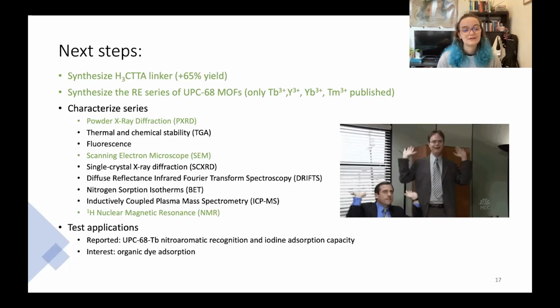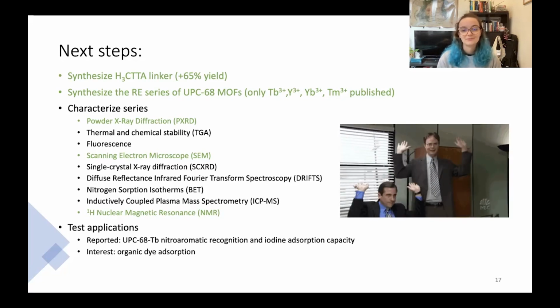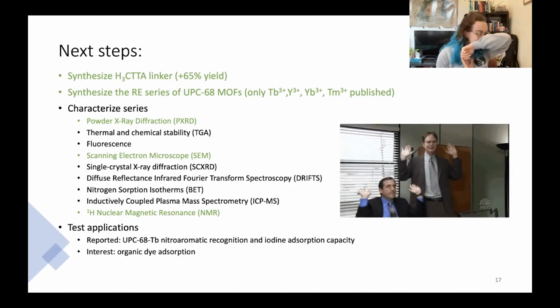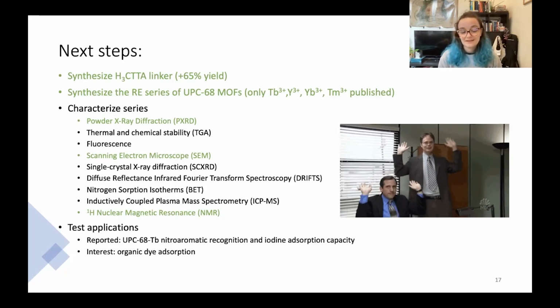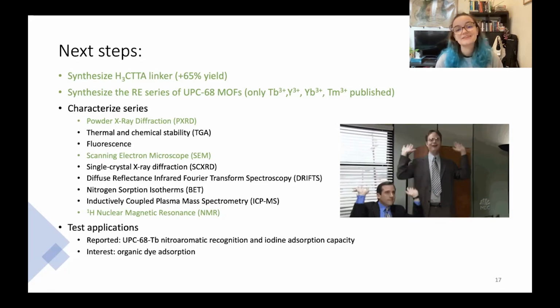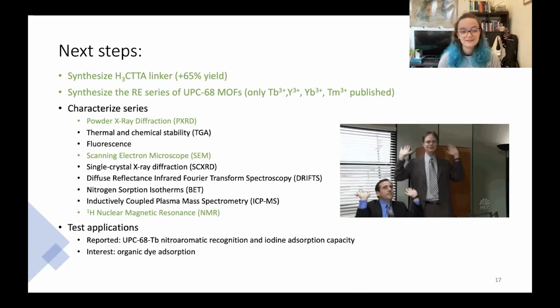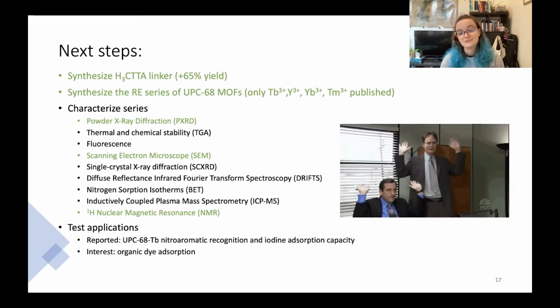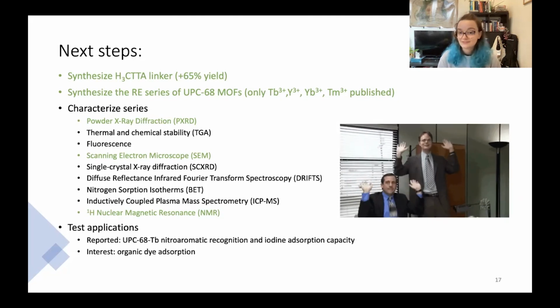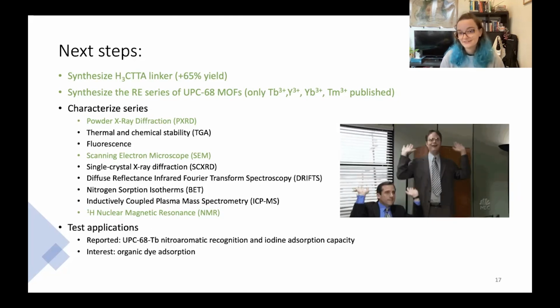I'm going to be running nitrogen sorption soon, as well as some other interesting things. And as I work through those, I'll probably have to synthesize more of the linker and more MOFs just to have enough. A lot of these characterizations do require higher amounts than what I currently have on hand. And then finally, once that's all done, we can look at testing the applications.